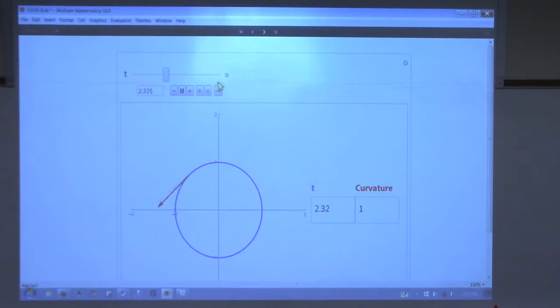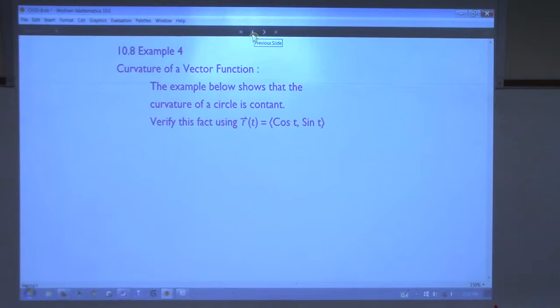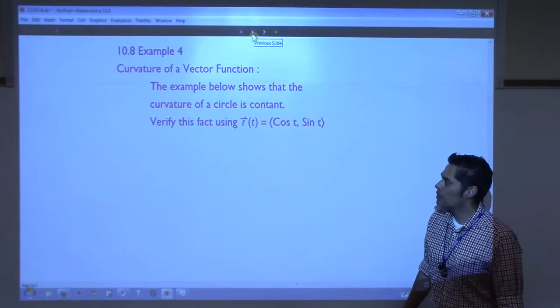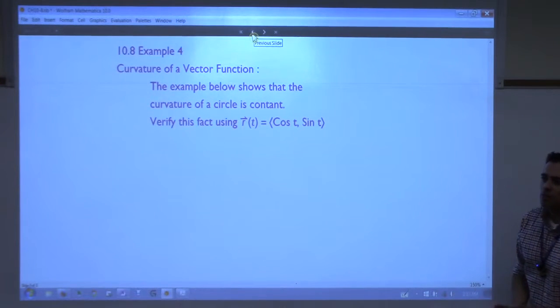Let's actually verify that ourselves by finding the curvature of this. The answer should be 1. So how do you want to do it? You want to use the first formula or the second one?